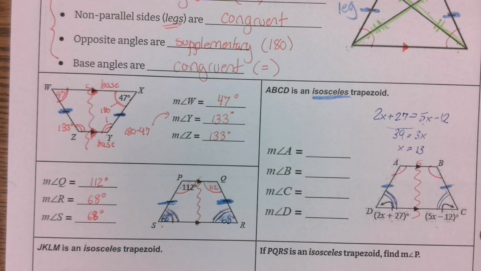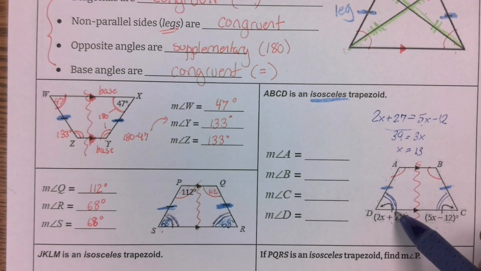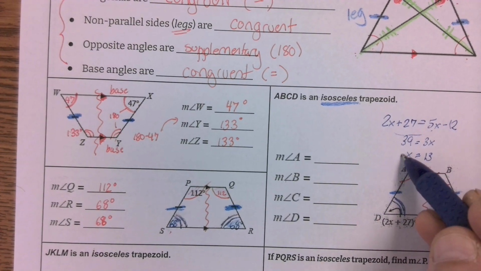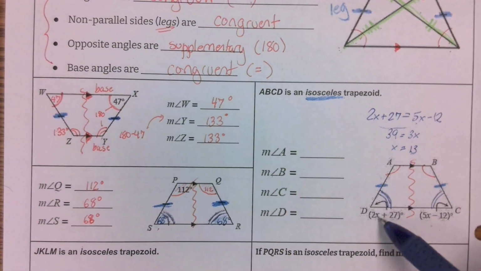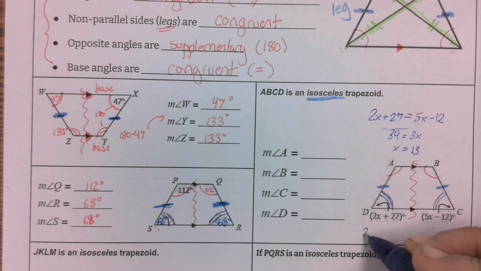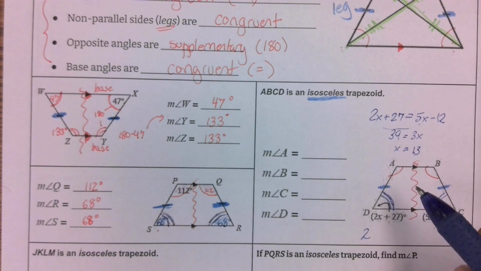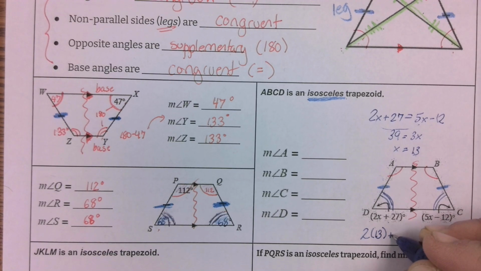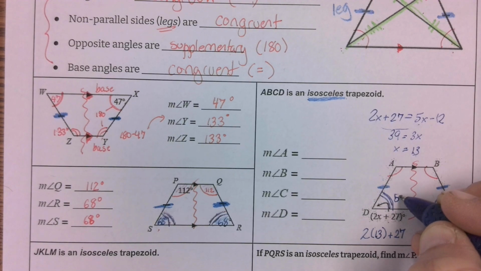Okay? So x being equal to 13 does not actually give us a measure of an angle, though. In order to figure out one of the angles, I need to take this value of x and substitute it back in for one of these angle pairs. Why don't we substitute it back in for 2x plus 27? Where the x used to be, now that I know x is 13, I say 2 times 13, plus 27. Okay, so 2 times 13 is 26. 26 plus 27 is going to give me 53 degrees.